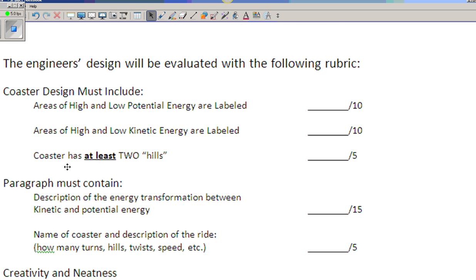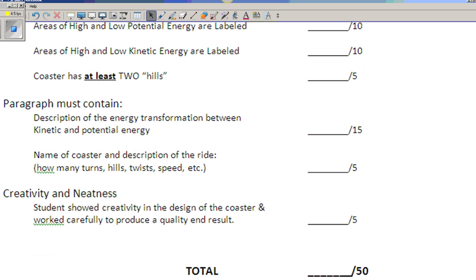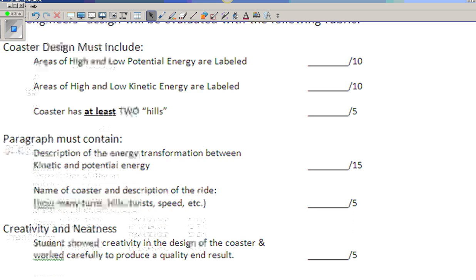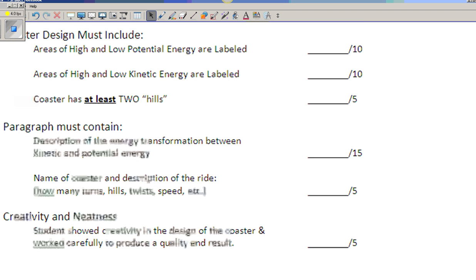At least 2 hills. And then once you've designed and you've labeled, then the second part is that you and your partner are going to be writing a paragraph that contains a description of the energy transformation between kinetic and potential, so explaining where that might be happening within your coaster's track, and then also naming your coaster and a description of the ride. So this is kind of the part of the paragraph that's really going to make people want to ride your roller coaster.